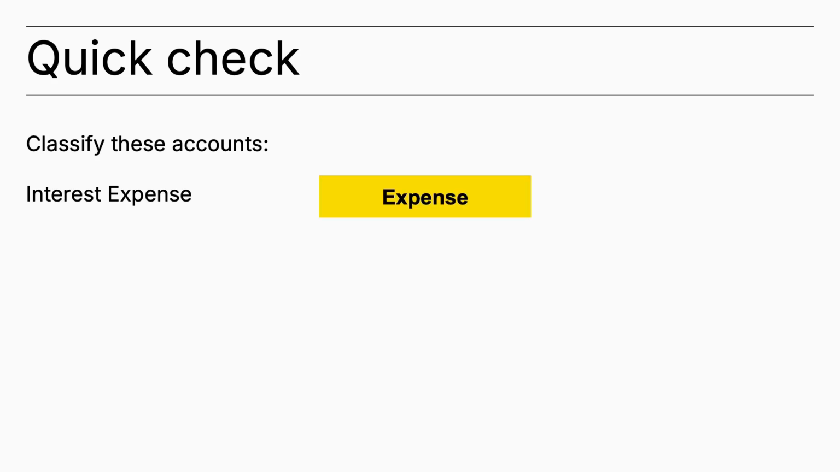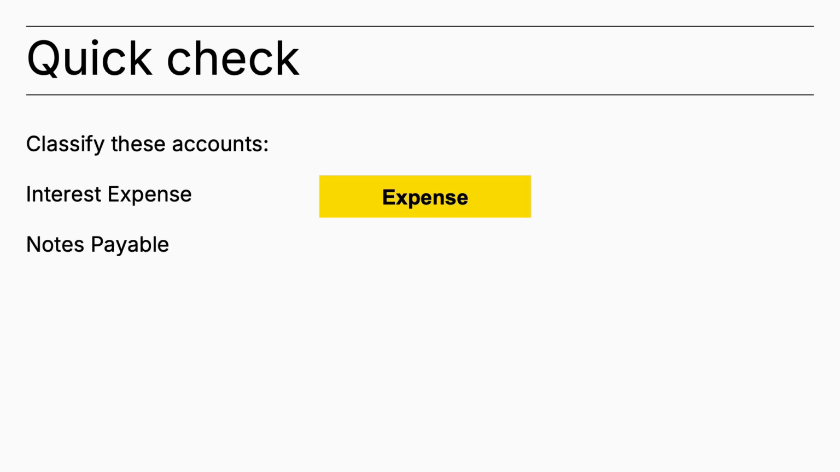Now, let's try to check your understanding. I will show different accounts. Your task is to identify which category each account belongs to. Interest expense. Interest expense belongs to the expense category because it represents a cost incurred by the business, specifically interest paid on borrowed money.